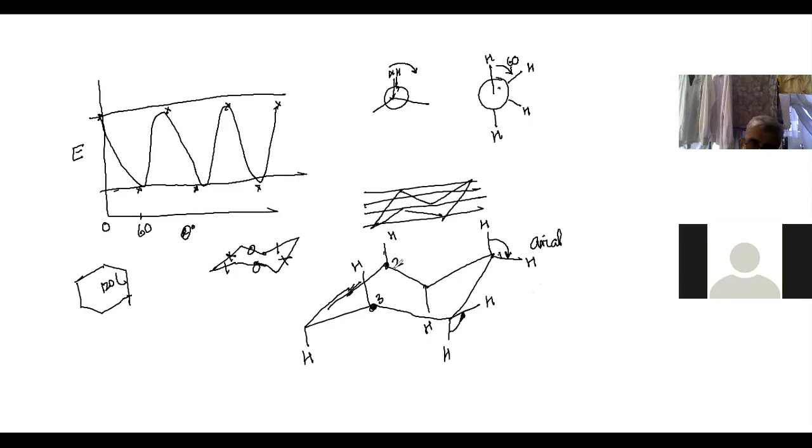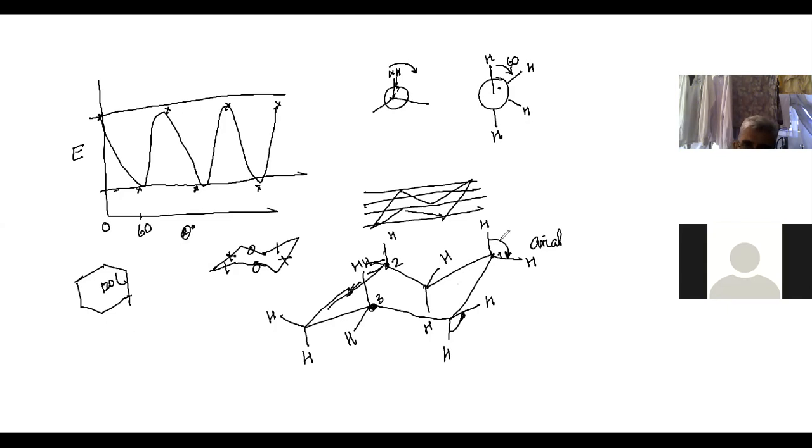So if the axial hydrogen is up, the equatorial hydrogen will be down. And here the axial hydrogen is down, so the equatorial will be up. Clear? And here, equatorial will be down. Here, equatorial will be up. Right? Now let us look at the axial and equatorial bonds.